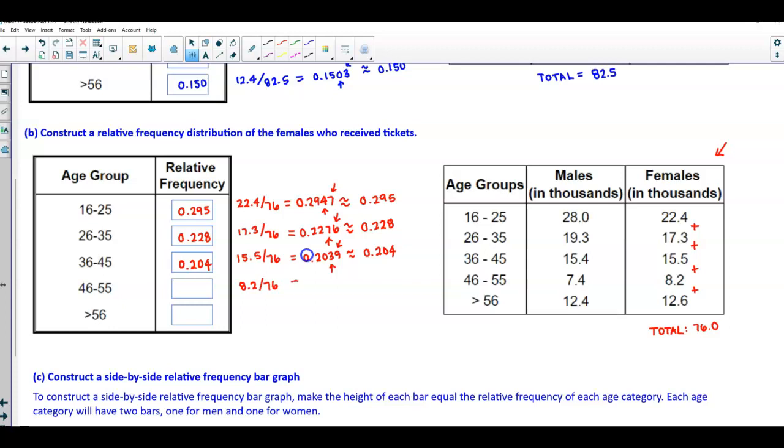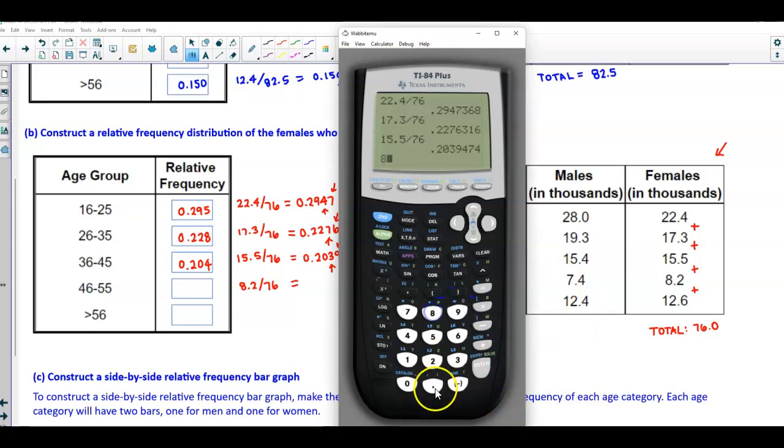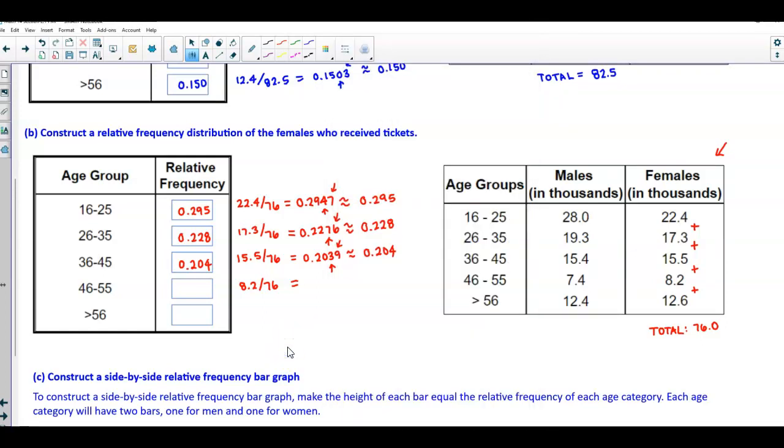We're going to divide that by 76. So 8.2 divided by 76 gives us 0.1078. This is our rounding digit. This is our testing digit. We're going to round up. So it's 0.108.